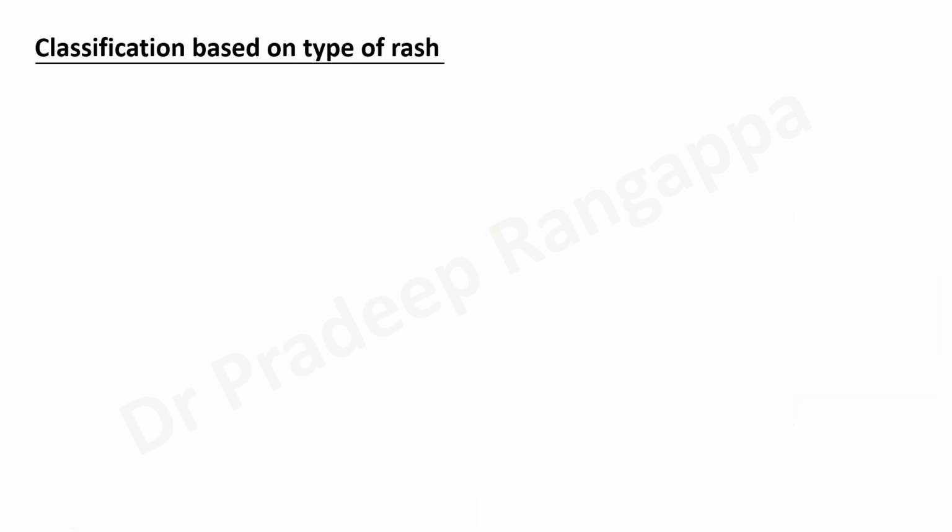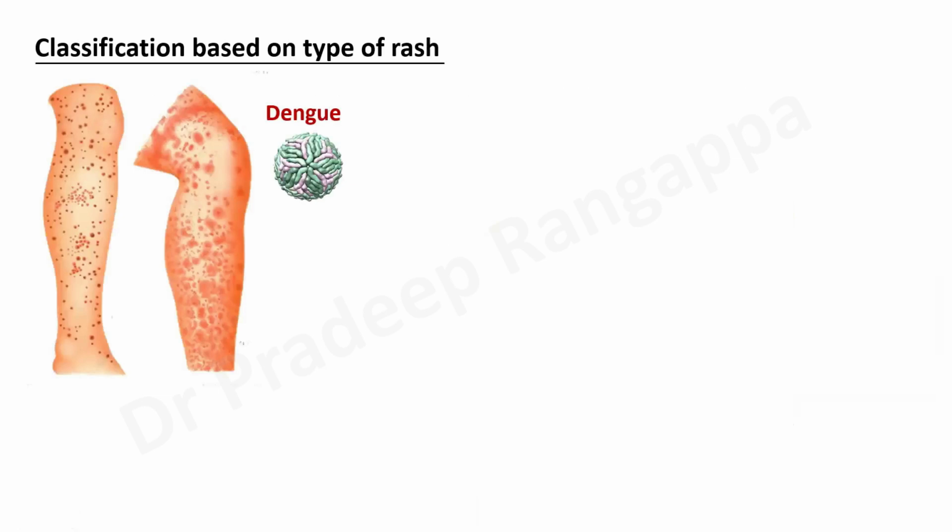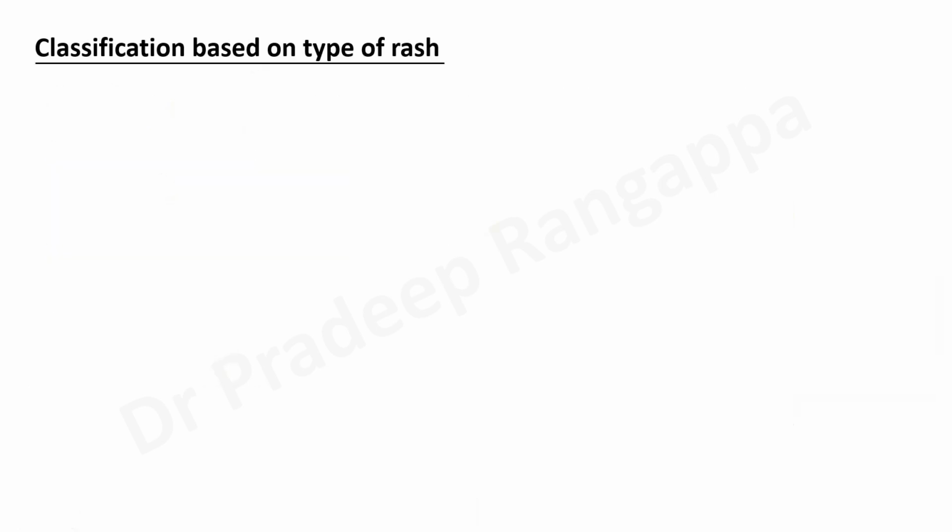So we look into classification based on the type of skin rash. This is the more acceptable approach to any skin rash, because for any skin rash you need to ascertain whether it's maculopapular, whether it's hemorrhagic, or whether it's vesicular. And all the standard conventional literature talks about approaching the skin rash based on the type of skin rash.